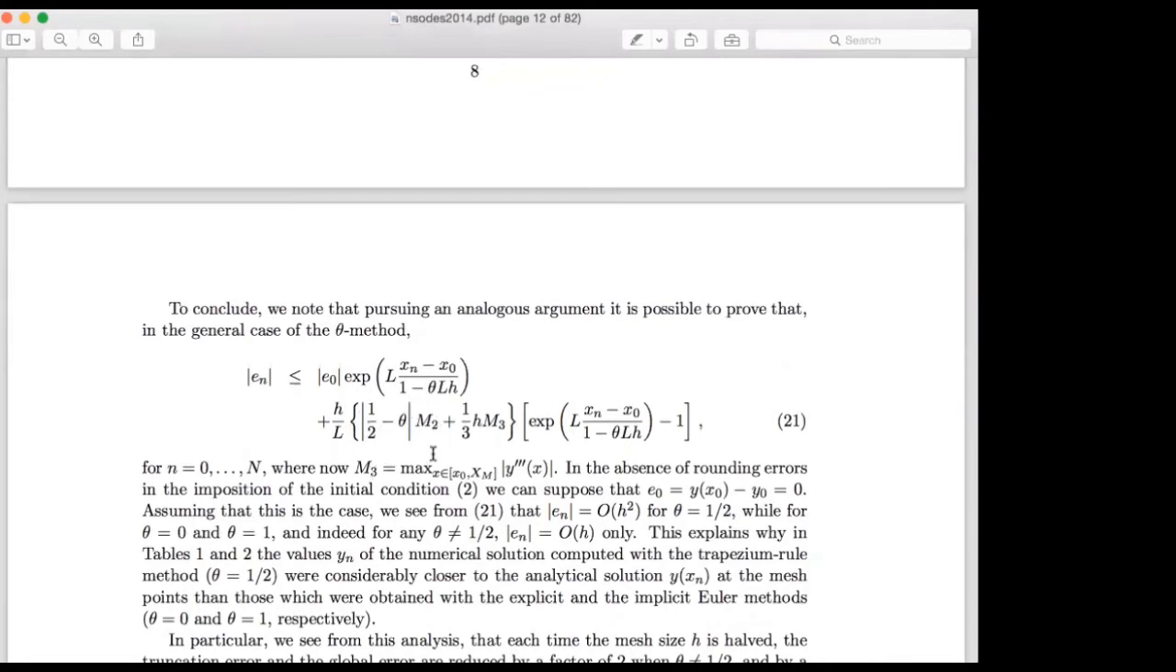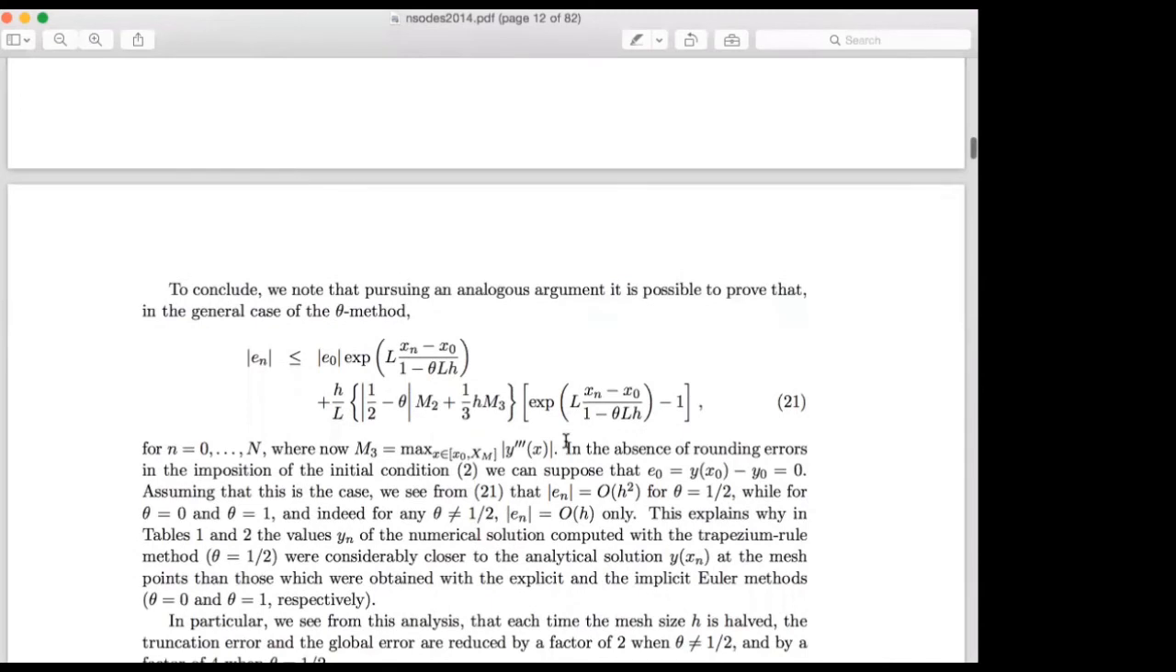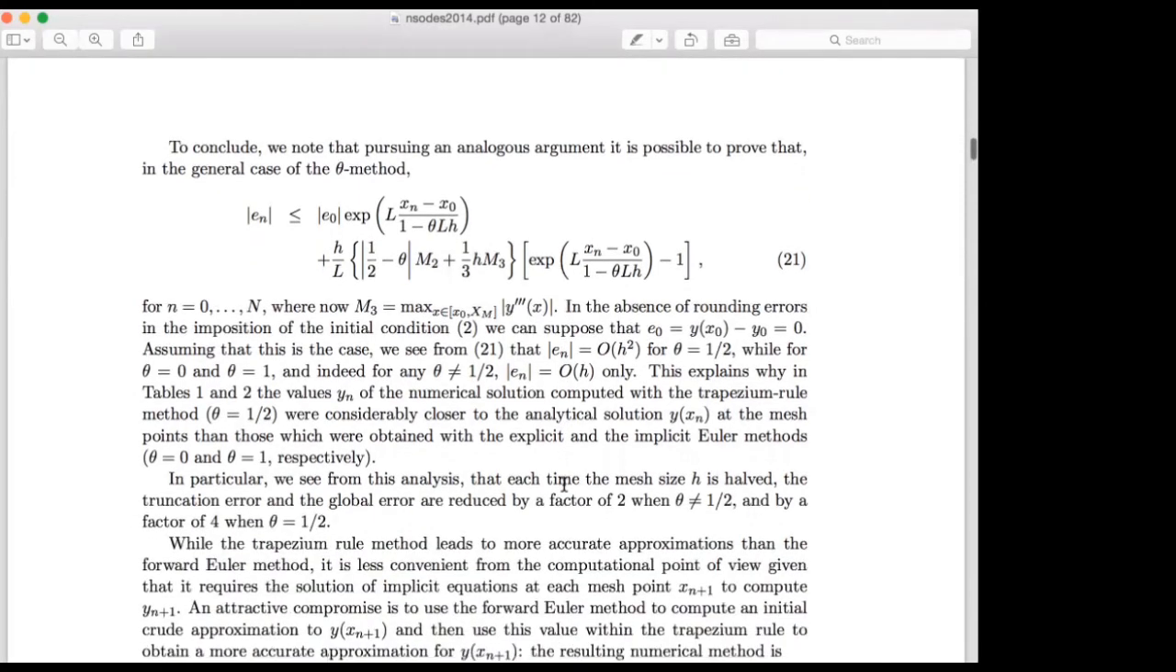Now we don't have any term containing h. Am I right? What we have is 1 by 3 L h square m3 into this expression. So that's why for θ equal to 1 by 2, the θ method has order of convergence 2. And for other values of θ, I can say between 0 and 1 except 1 by 2, this method has order of convergence 1. And for θ equal to 1 by 2, the method is known as the trapezium or trapezoidal rule.